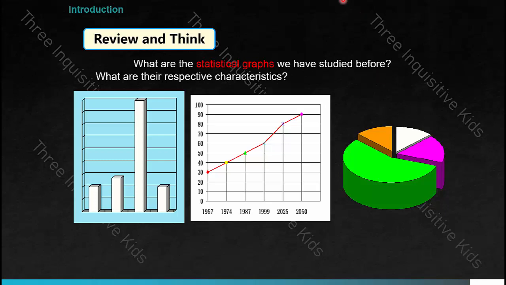So we learned about bar graphs, line graphs, and pie charts. So bar graphs reflect the specific amount of each data value. Line charts reflect the changing trend of the values, and the pie charts indicate the percentage of each part relative to the whole.